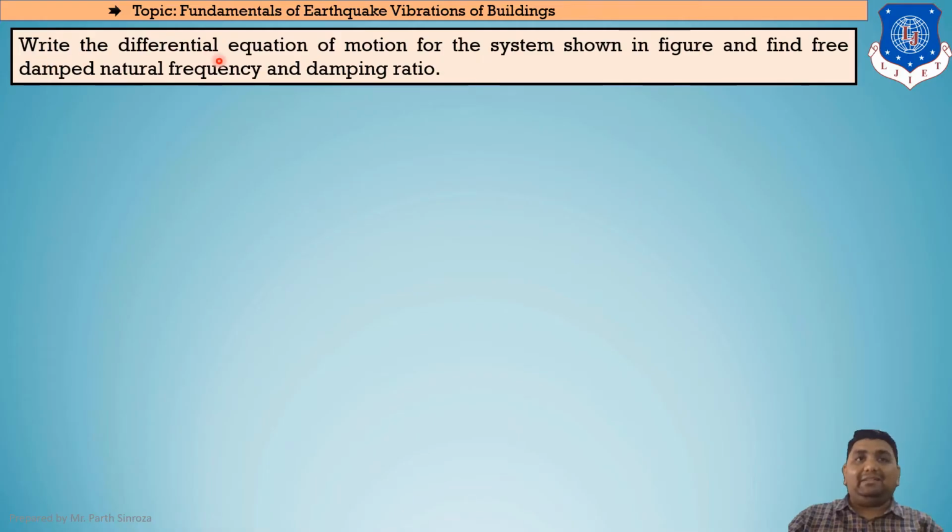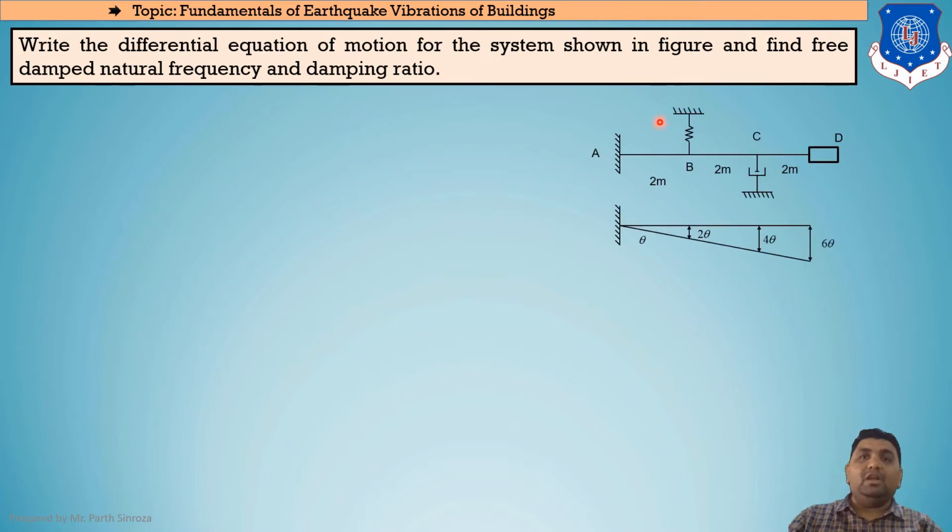The question here is: write the differential equation of motion for the system that is shown in the figure and find the free damped natural frequency and damping ratio. So this is the condition that is being given in the question. It is a spring mass model having a dashpot in it. As we can see, this is a rigid surface. This is a mass located at point D.